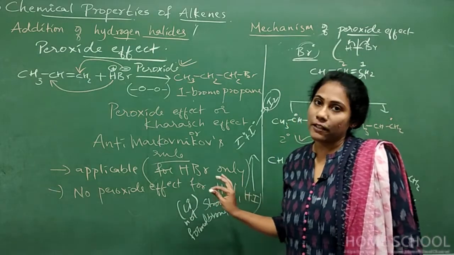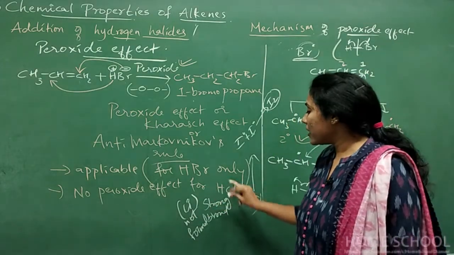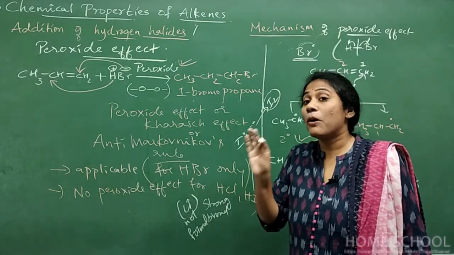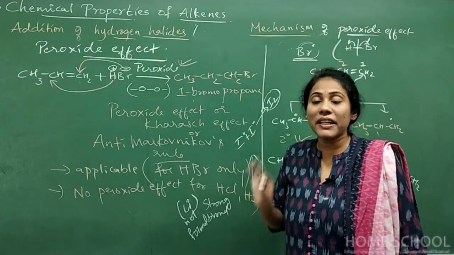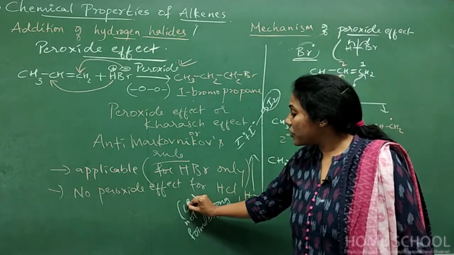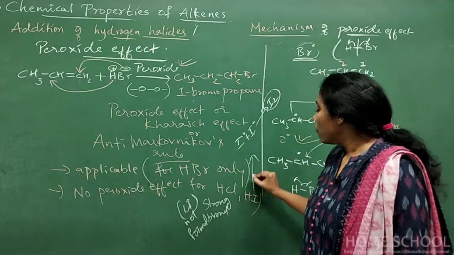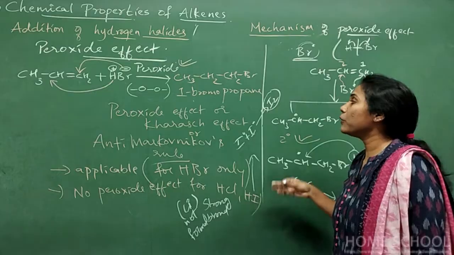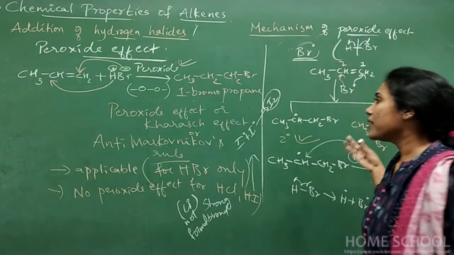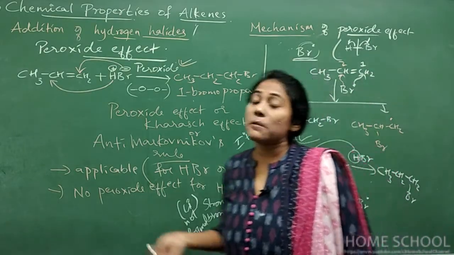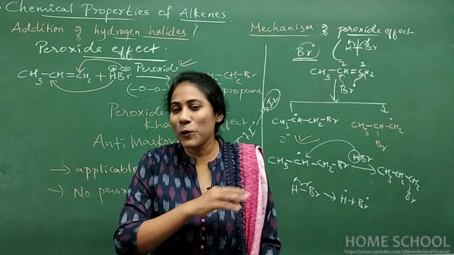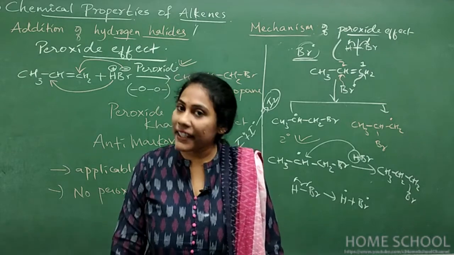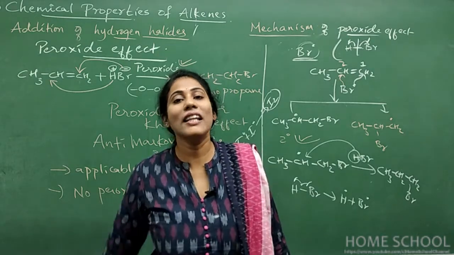HCl also has no peroxide effect. The reasons are important. What is the problem with HCl? The H–Cl bond is very strong, it will not break, and you don't observe the formation of Cl free radicals. What is the problem with HI? I free radicals combine with themselves to become I2 instead of going for a reaction. This is what we call the peroxide effect. I hope the concept has become clear. So this is all about addition of hydrogen halide to unsymmetrical alkene.